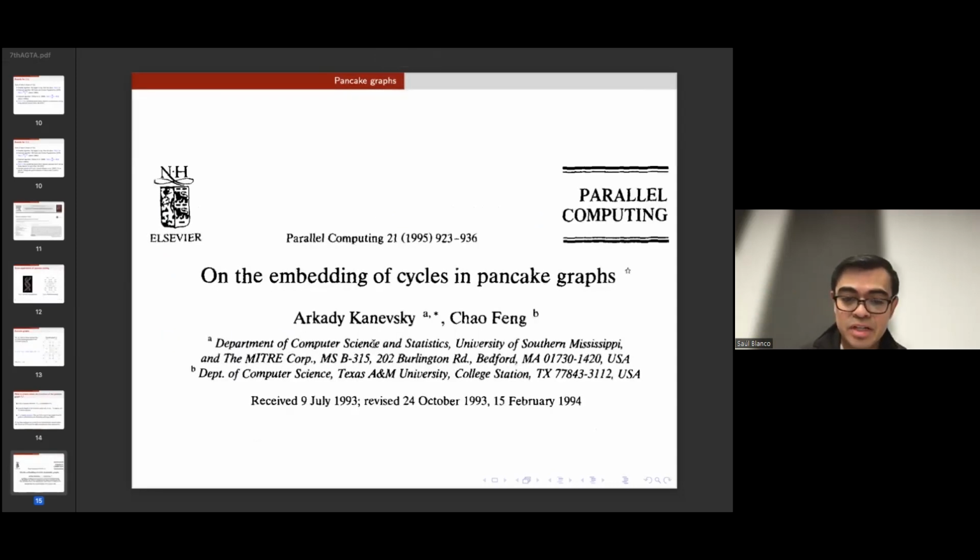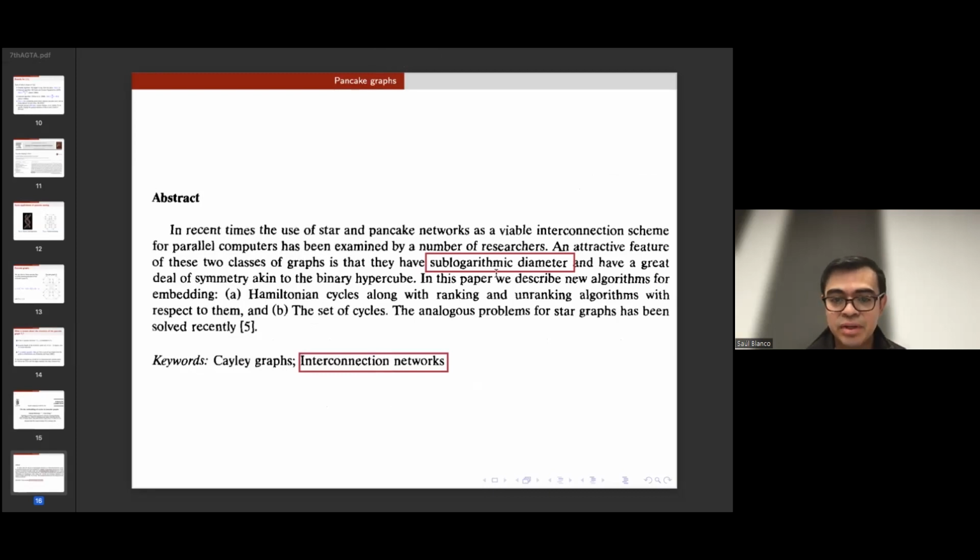So, yeah, this result from 1995 showed up in the Journal of Parallel Computing. And again, the reason why it showed up there is because people were interested in these interconnection networks. And these are actually computer scientists, honest to God computer scientists. And again, they argue that pancake graphs are good models for interconnection networks due to their logarithmic diameter, having a whole bunch of symmetry, and having these cycles, which is actually useful for local computations, as I already explained.